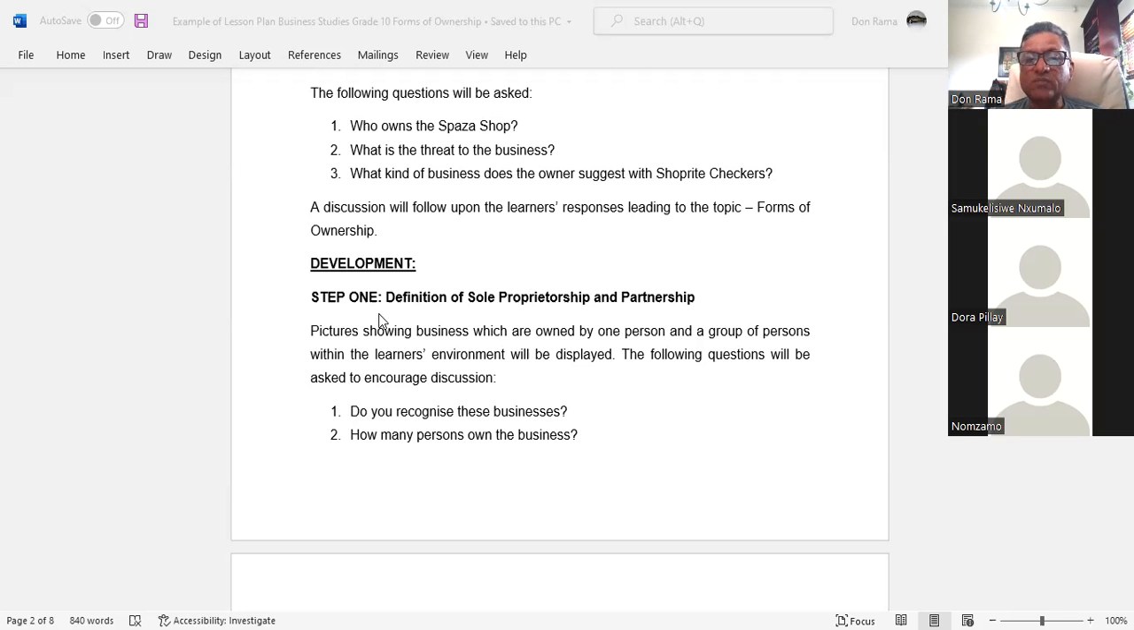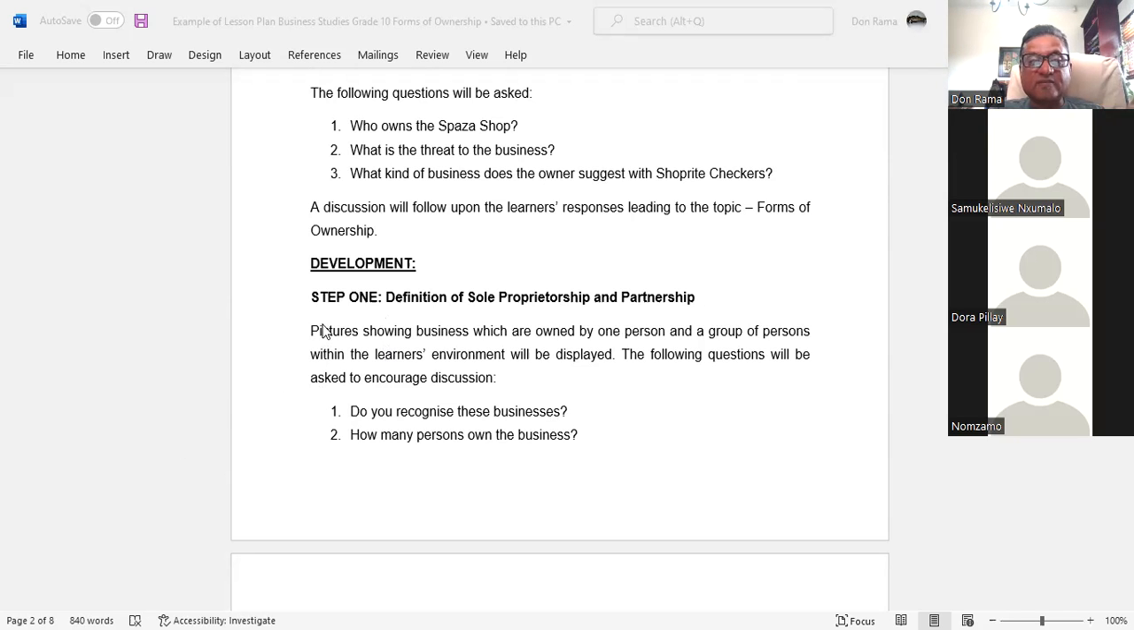We're not writing notes. What you as a teacher need to think about, how am I going to teach this? How am I going to get them to define sole proprietorship and partnership, right? So what is going to help me to make my learners understand and arrive at a definition of sole proprietorship and partnership? So I'm going to use pictures as my resource.